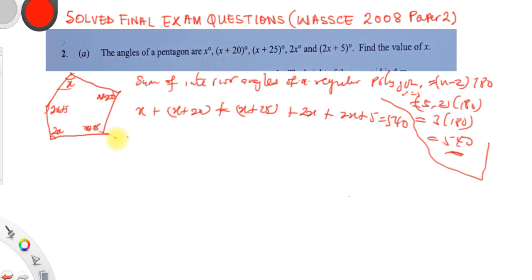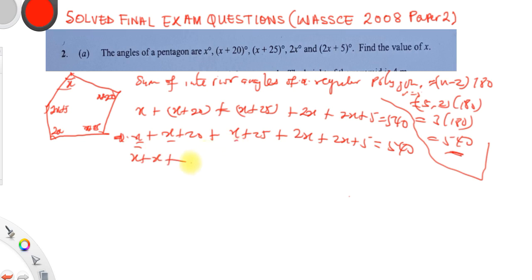So then we can remove the bracket. This implies that x plus 20 plus x plus 25 plus 2x plus 2x plus 5 is equal to 540. Okay, guys. So what we do, we have to group the terms. So we have everything x: x plus x, then plus this x, plus this 2x plus another 2x, and then we have the constants: 20 plus 25 plus 5 is equal to 540.